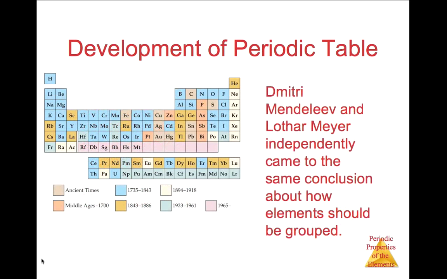Dmitri Mendeleev and Lothar Meyer independently came to the same conclusion about how the elements should be grouped on the periodic table. And you can see here on this representation the approximate time when these elements were discovered and therefore added to the periodic table.